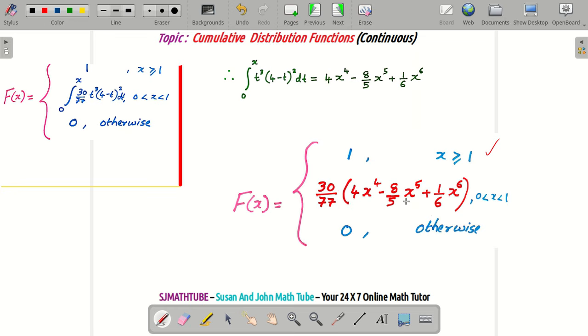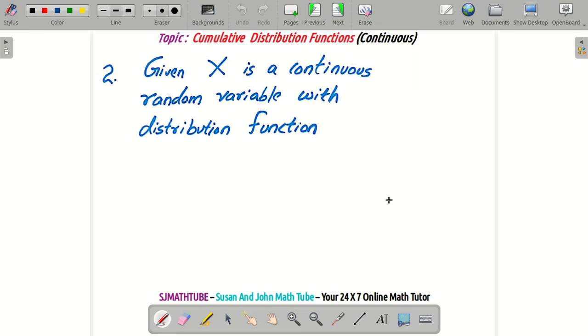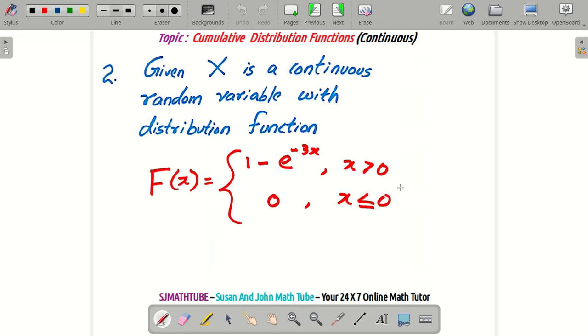So I hope you're okay with the answer. So let's go for one more question, and that's very important. So as always, we have a continuous random variable with distribution function. Okay, so the distribution function is given, and the question is very simple. Find the mean and variance.